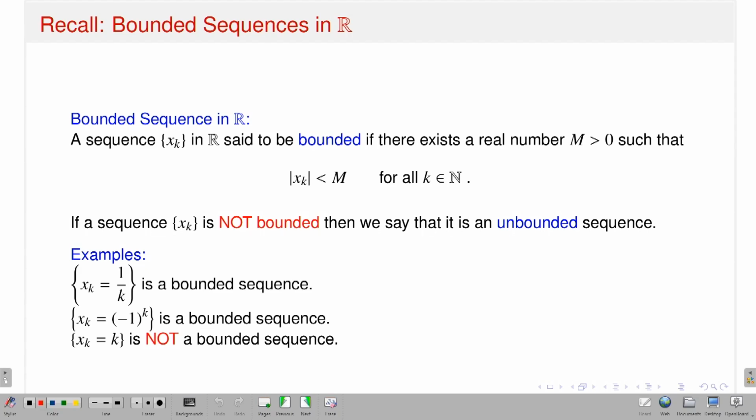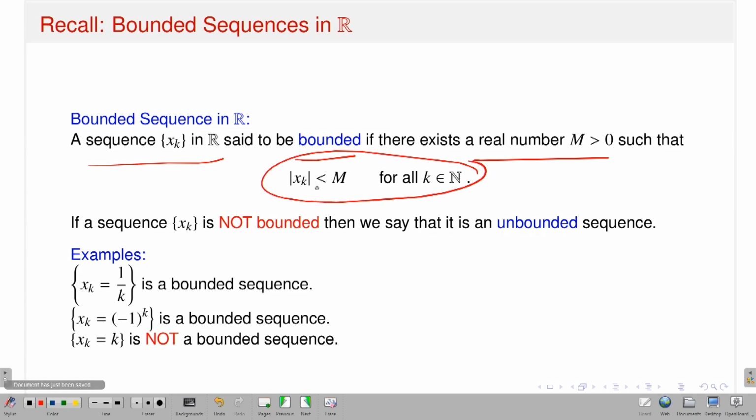So now I want to introduce the notion of bounded sequences in Rn. Let me first see the definition of a bounded sequence in R, which you might be familiar with from real analysis. A sequence xk in R is bounded if there exists a natural number m such that the modulus of xk is less than m, and that is true for all k greater or equal to n. That means the modulus of the elements of the sequence is bounded by some fixed number for all k, and then I will say that the sequence is a bounded sequence.